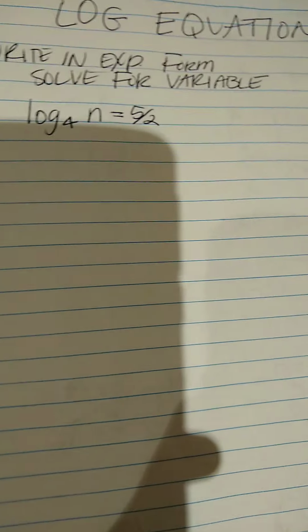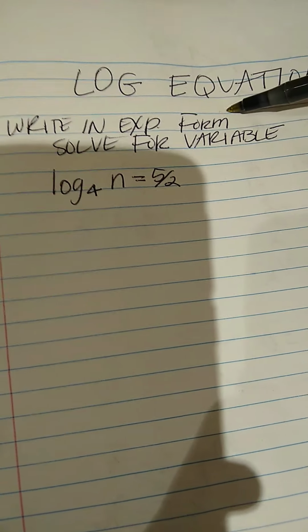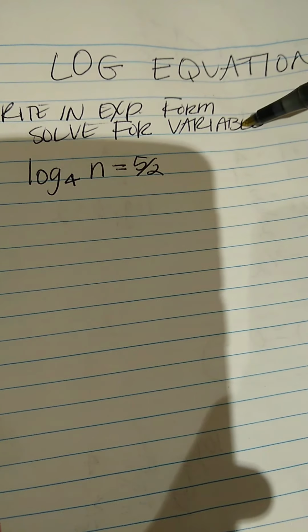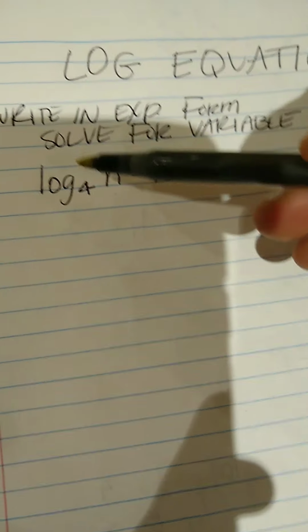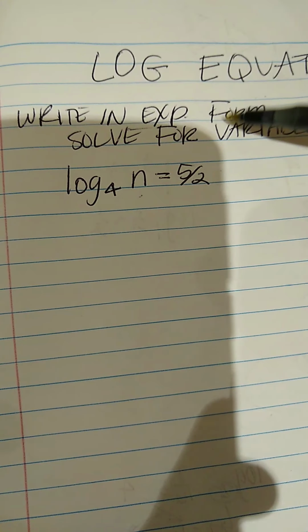The second part of section 2 is called log equations, and we're going to be working on a few of these. What you do first is you always take your equation, you write it in exponential form, and then you solve for a variable. So you're being given some problem in logarithmic form, and you're going to take that and solve for your variable. We just reviewed exponent form.